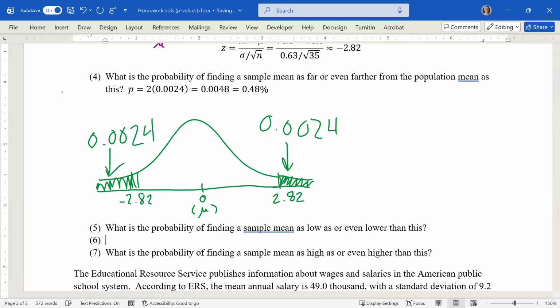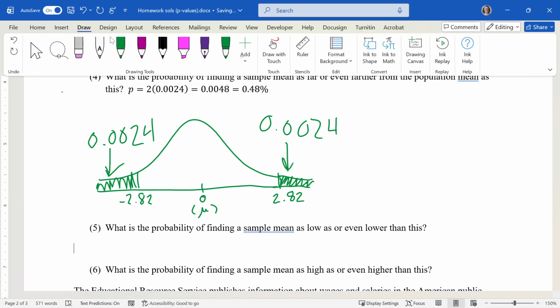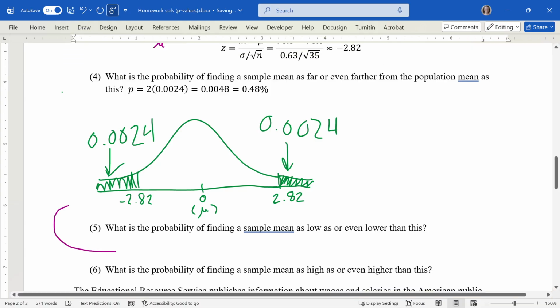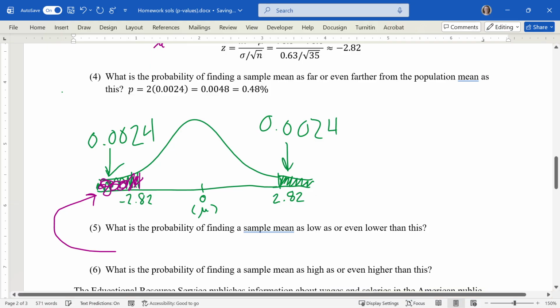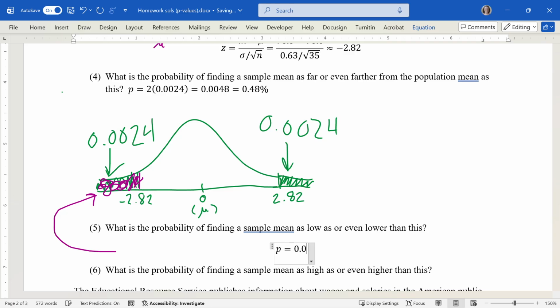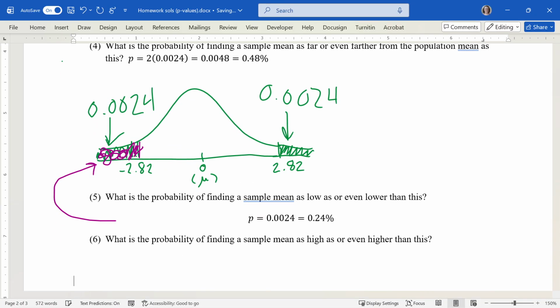Okay, so now we can easily answer the next one. What is the probability of finding a sample mean as low as or even lower than this? I think I can just point to the left tail here. That's what we're looking at. This left tail area is the probability of getting a sample mean as low as or even lower than this. So that would be P equals 0.0024 or 0.24%.